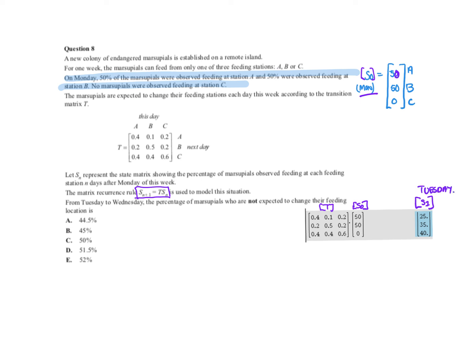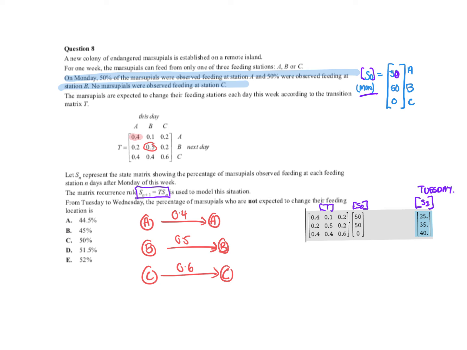Okay, now they want to say from Tuesday to Wednesday who are not expected to change their feeding. So really, when you think about it, if you don't change your feeding, you're going from A to A. Okay, and you either go from B back to B, and C back to C. So if I look up on my transition matrix, A to A is 40% or 0.4, B to B is 0.5, and C to C is 0.6.